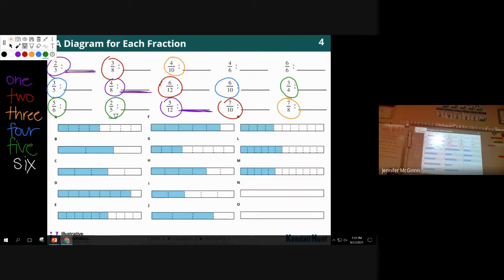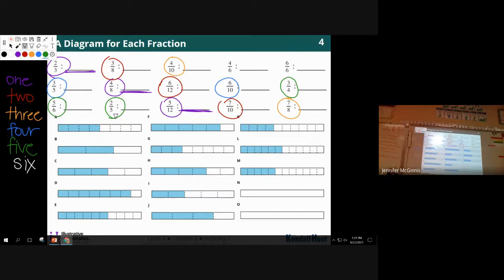Remember, alright, it's 2/5. Wait. Now, is it 4/10? 4/10? Okay, I'm done too. I'm ready. 4/8. I'll do this one. I got the shaded.